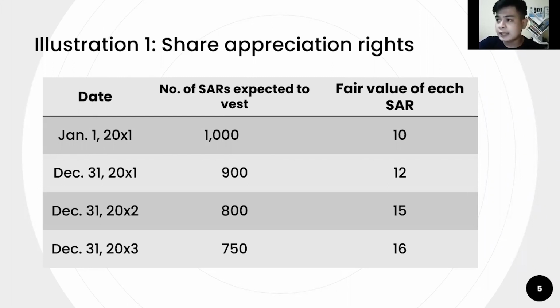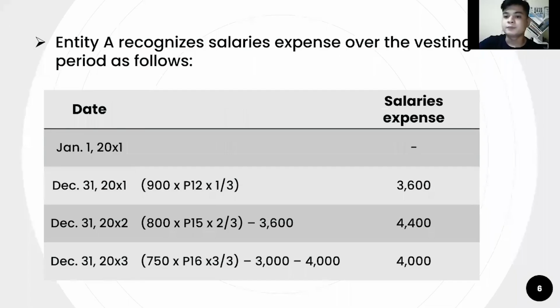So pumunta na tayo dun sa next table natin sa paano siya compute, no? Ayan, January 1, 20x1, wala. Bakit? Kasi nga, ginarant pa lang. Then sabi natin kanina, mini-measured siya initially kailan? At the end of reporting period. So ayan, mini-measured natin siya on December 31, 20x1. Bakit? Dahil sa problem, wala namang binigay na end na reporting period. So assumption natin is December 31. So, 900 multiply natin sa 12, which is the fair value niya, and multiply natin sa 1 over 3. Bakit 1 over 3? Unang taon pa lang yan. Kaya 1 over 3. 3 years, diba?